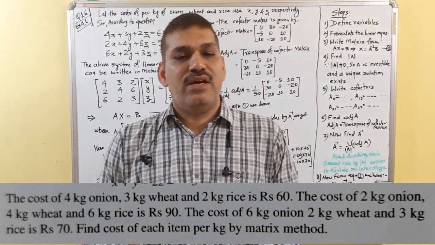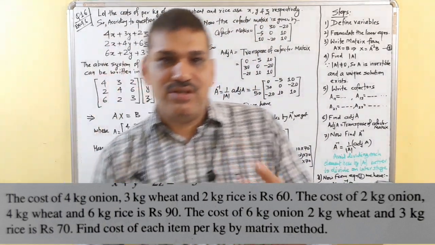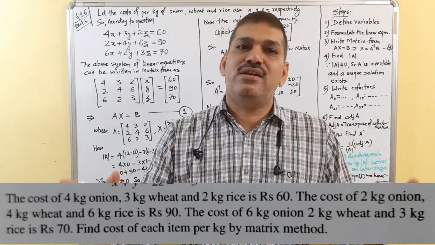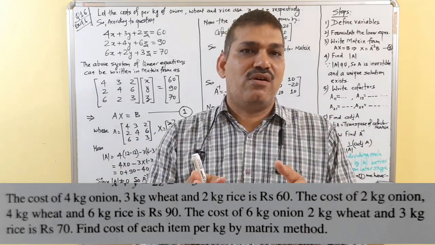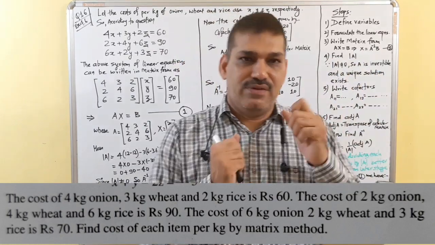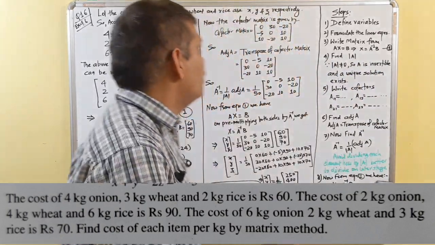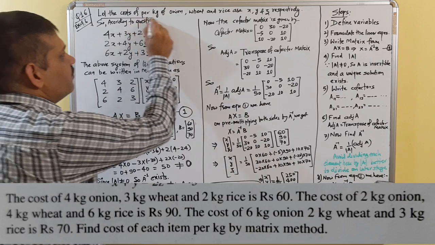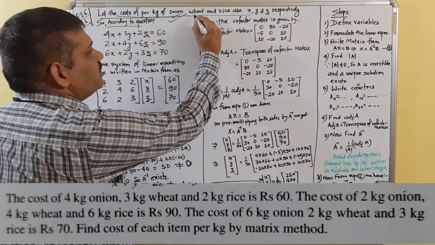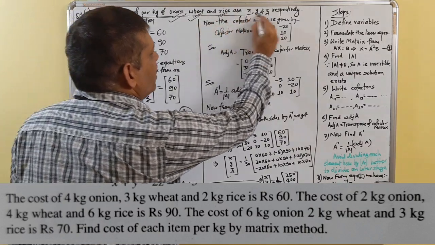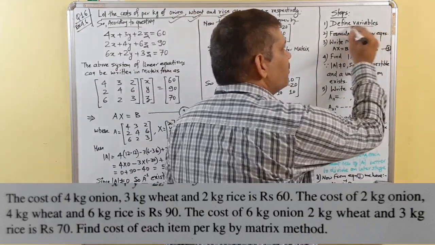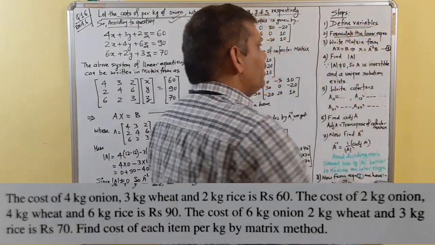So here we can observe there are three commodities, three variables are to be introduced and three linear equations are given in terms of the cost of the commodities. So first of all, we introduce the variables. Let the cost of per kg onion, the first commodity, wheat and rice be x, y and z respectively. Now after defining variables, we formulate the linear equations.